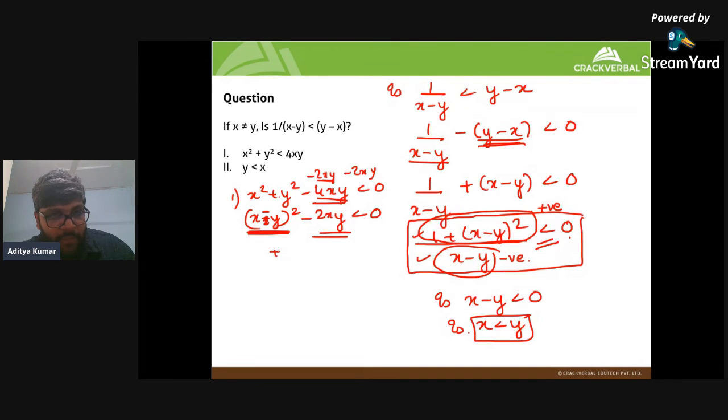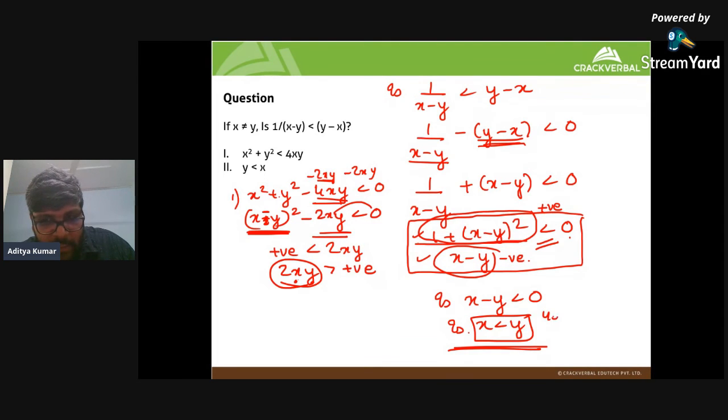So some positive value has to be less than, I'm taking the 2xy this side, 2xy. So 2xy has to be greater than some positive value. But you see, I just know that 2xy has to be some value greater than a positive. But I don't know whether x is less than y here or y is less than x. I don't get any information to answer the question. It gives me a yes because x can be less than y. It can also give me a no because x can be greater than y. So the first statement is clearly insufficient.